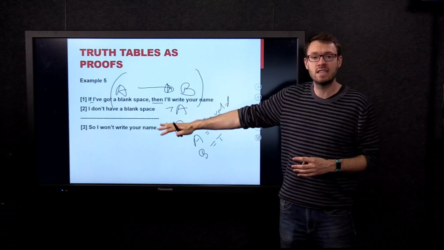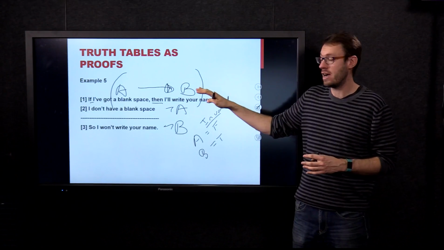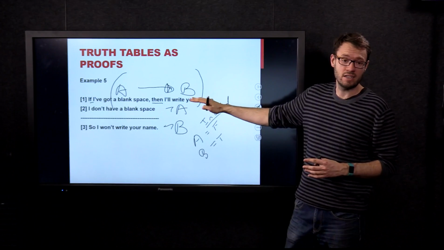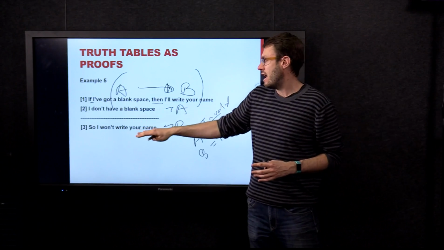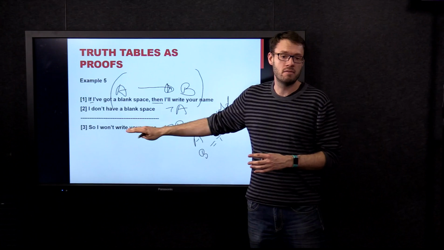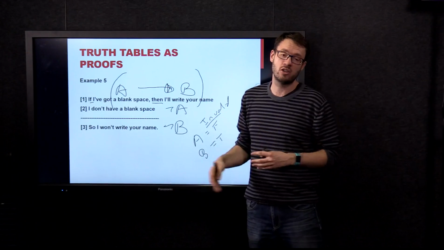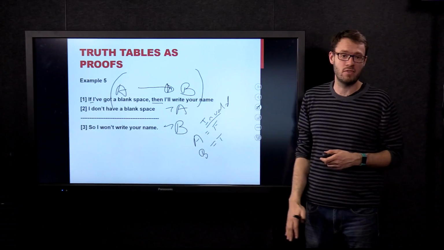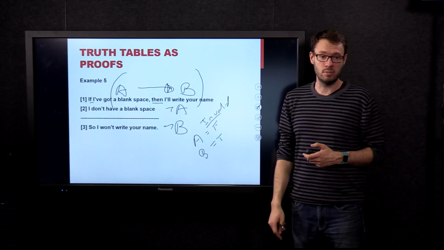And again, you can kind of see that intuitively if you look at the argument. The argument is moving from having a blank space to writing your name. That you don't have a blank space, it doesn't follow from that she won't write your name, because she could write your name even though she doesn't have a blank space, at least insofar as the information that we've got in the argument would lead us to believe.